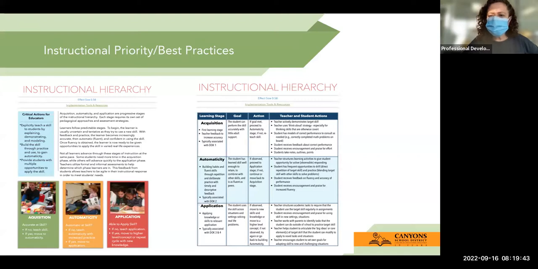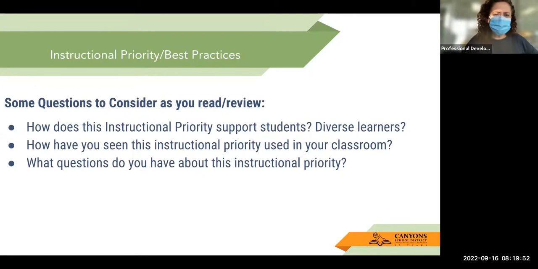So the instructional hierarchy can be found in your instructional guide, in the common pages at the beginning. As you look at the instructional hierarchy in your instructional guides, think of this question: how does it support students, diverse learners? How are you using those in your classroom? And what questions do you have about those instructional priorities?